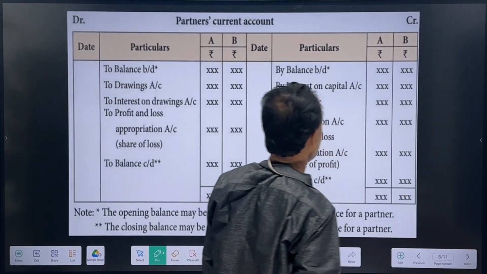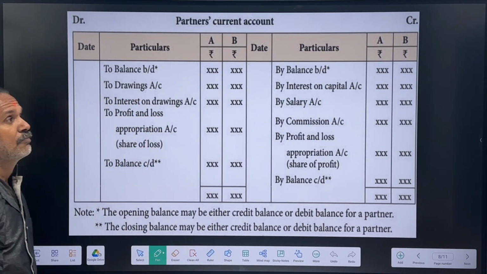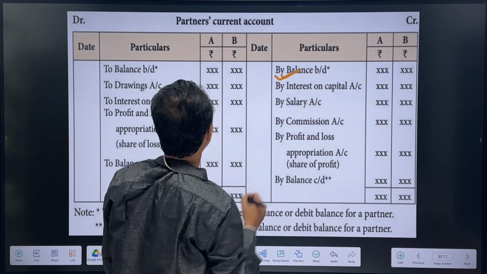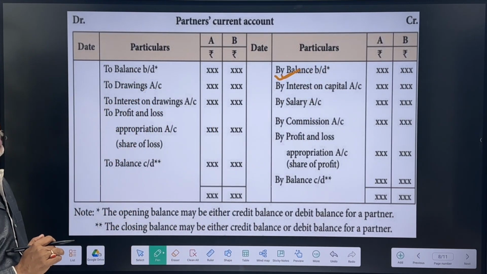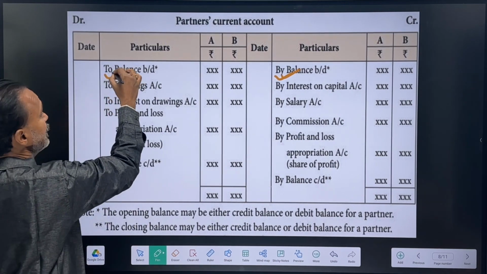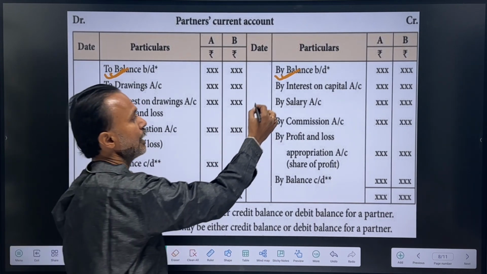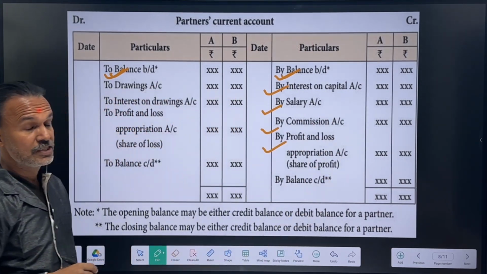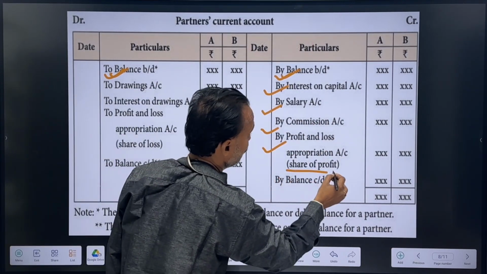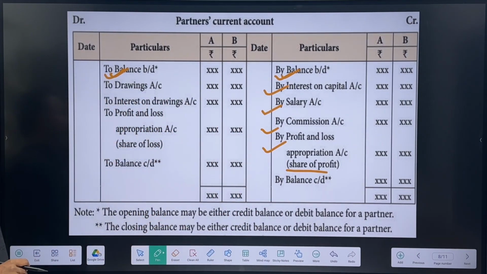Second, partners current account. First of all we see by balance BD, means opening balance of partners current account. That is credit balance of partners current account. If it is a debit balance of partners current account, then it is shown by the name of to balance BD. Thereafter, by interest on capital, by salary, by commission, by profit and loss appropriation account, share of profit, and by balance CD. This is the difference of these two, debit and credit.